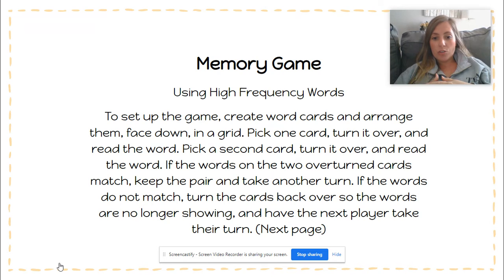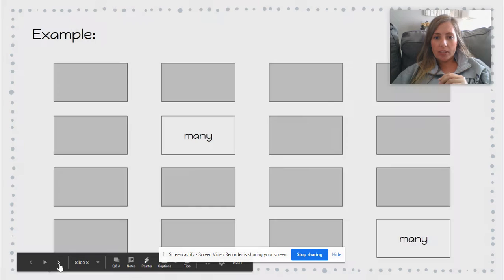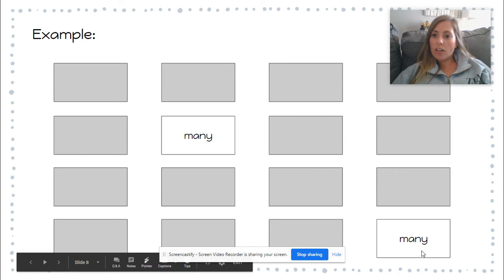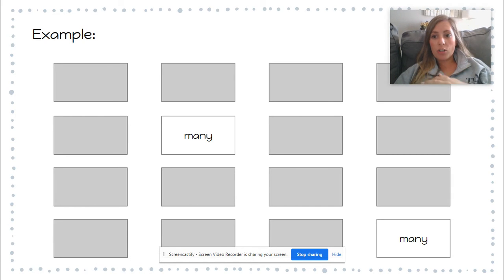If the words do not match, you turn the cards back over so that the words are no longer showing, and then it's the next person's turn. So it's kind of like that concentration game. I have an example here of what it looks like. So for example, I turned over one card and it was many, and then I turned over another card and it was many. So since they're the same word, I'm going to keep them, and then my turn goes again. And if I go again and the 2 words I turned over do not match, then it's another person's turn. So this really is like a memory game too, especially our sight words. We need to memorize them and be able to know them in a snap.